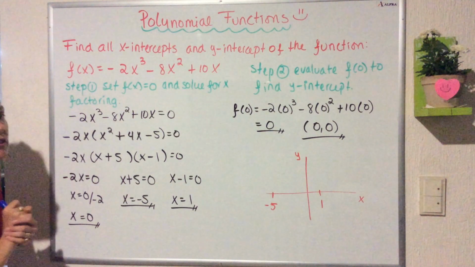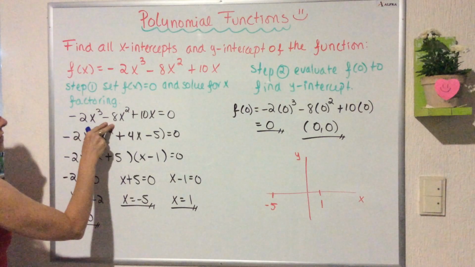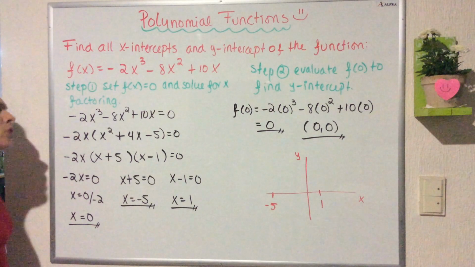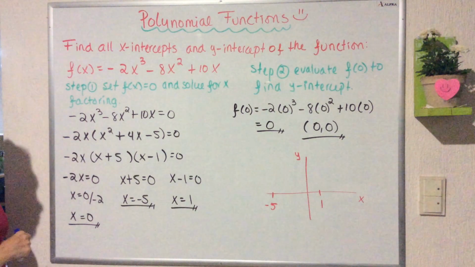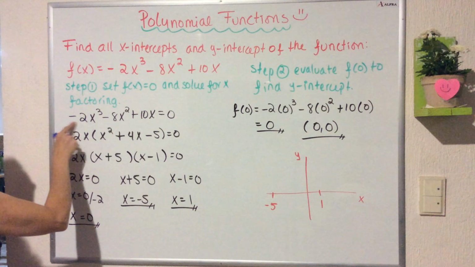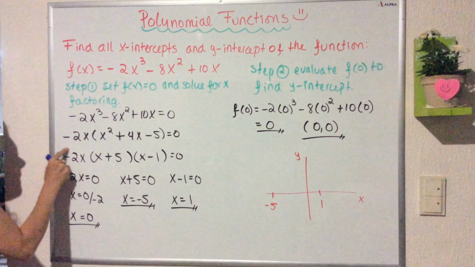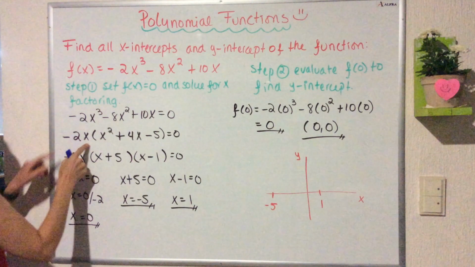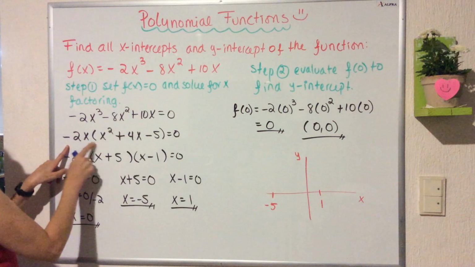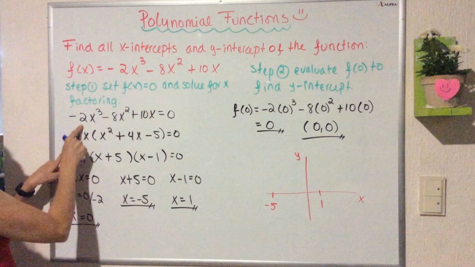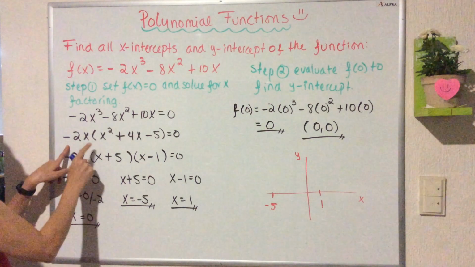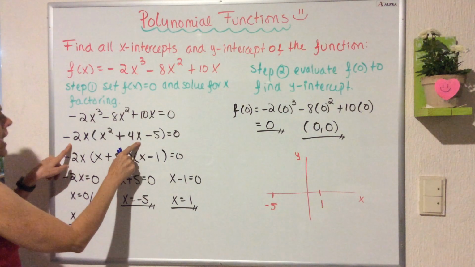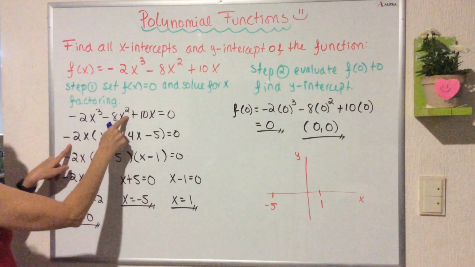And then let's see the coefficients. I have minus 2, minus 8, and 10. And I think that we can divide all of them by 2. So 2 also is a common factor, and I'm going to factorize also the negative. So as the common factor, I'm going to take minus 2x, okay? Then I'm going to multiply minus 2x times x to the second, so I can get minus 2x to the third here, okay? And then if I multiply minus 2x times 4x, I get minus 8x to the second.